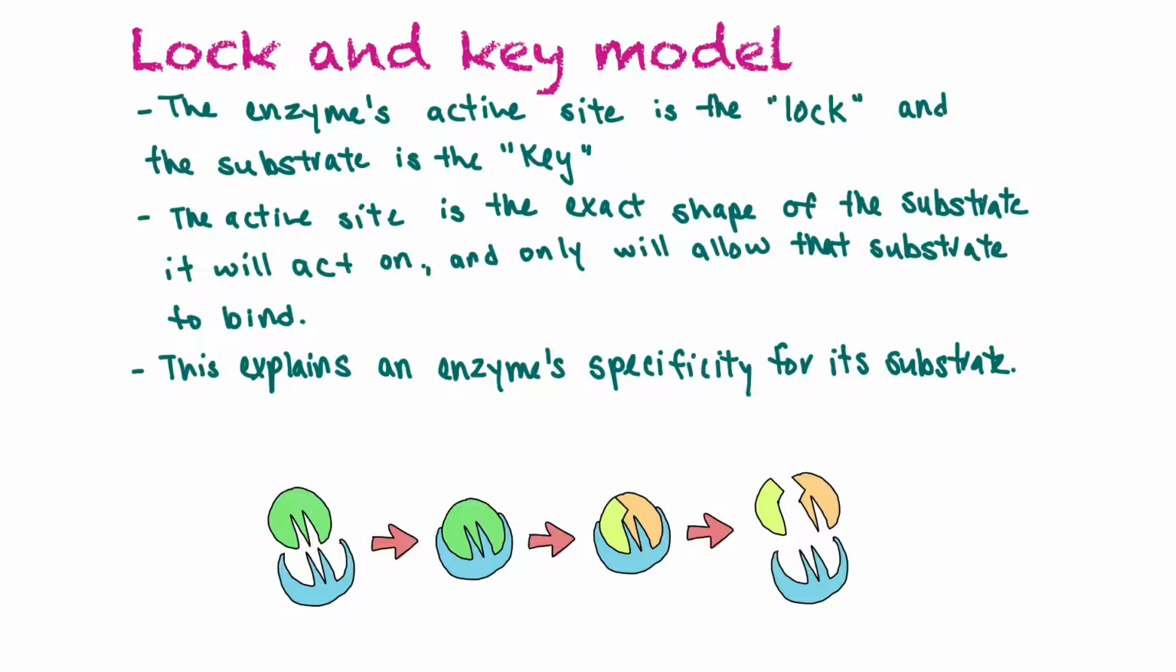There are two commonly accepted models for enzymes. One of them is known as the lock and key model. In this model, we say that the enzyme's active site is the lock and the substrate is the key. Because the active site is the exact shape of the substrate it acts on, it only allows that substrate to bind. So only the correct key can fit in the lock. This model explains an enzyme's specificity for its substrate. Again, you can see here the active site, the enzyme binding together, products being formed. So this is a breaking down reaction, breaking something into two smaller components, and then the products are being released.